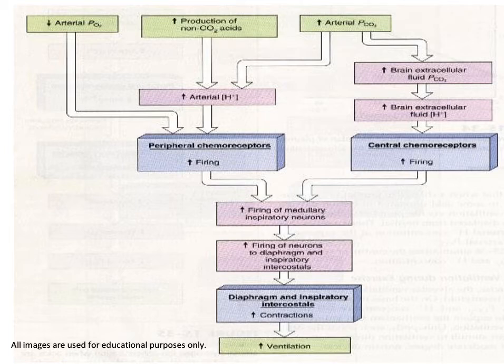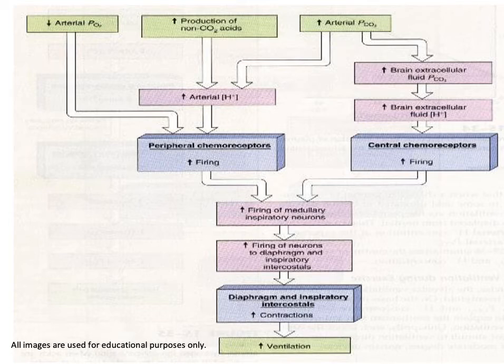So the partial pressure of carbon dioxide in the extracellular fluid of the brain will also increase, and the increment in arterial partial pressure of carbon dioxide will also lead to an increment in the hydrogen ion concentration in the extracellular fluid of the brain. So both the increment in the partial pressure of carbon dioxide in the ECF of the brain and the increment in the hydrogen ion concentration in the ECF of the brain will activate the central chemoreceptors.